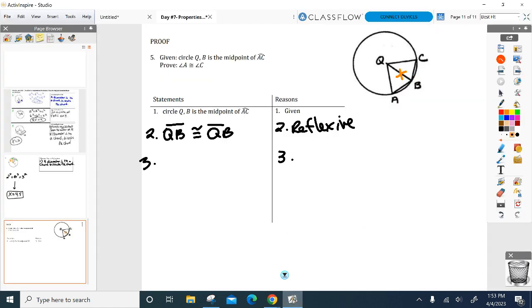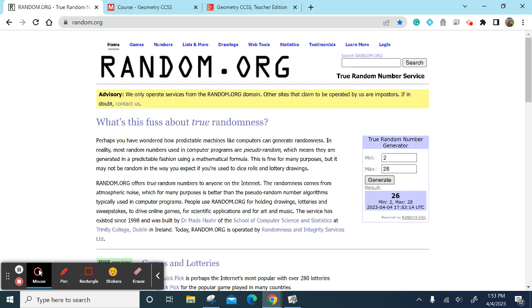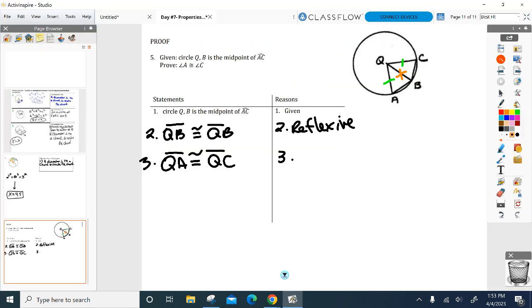QA congruent to QC. Look at you, Dan. Yep. QA congruent to QC. Good job, everybody. Why is that fact true? How does Dan know that? In a circle, all radii are congruent. Thank you. I love the inner circle part.